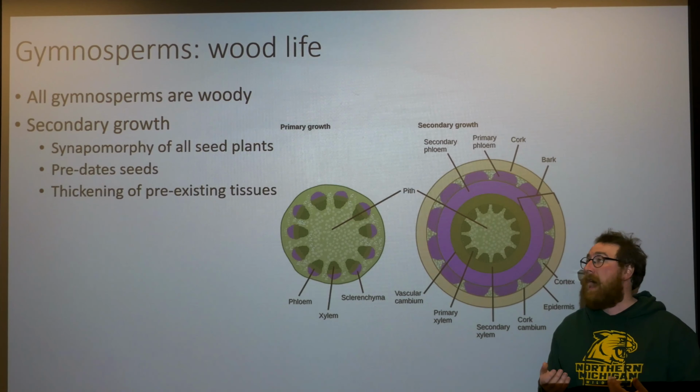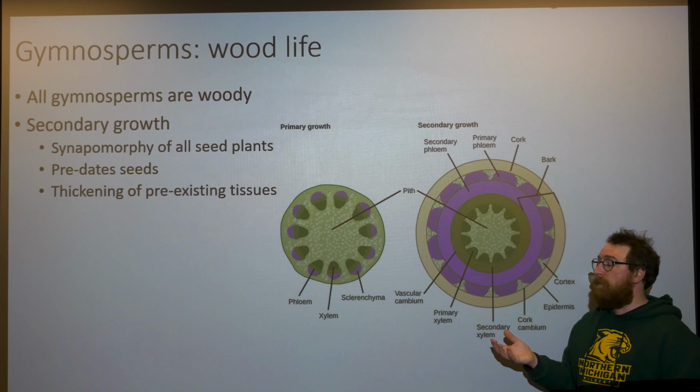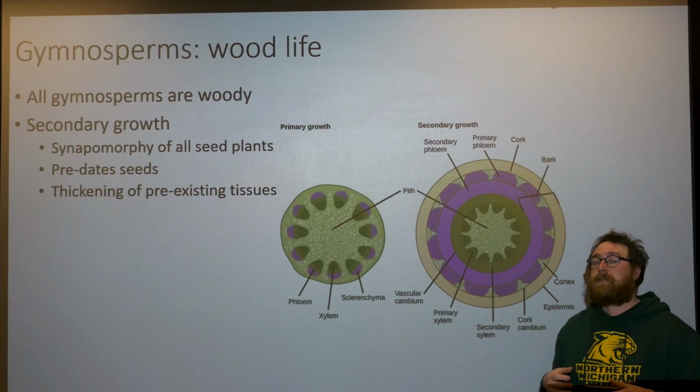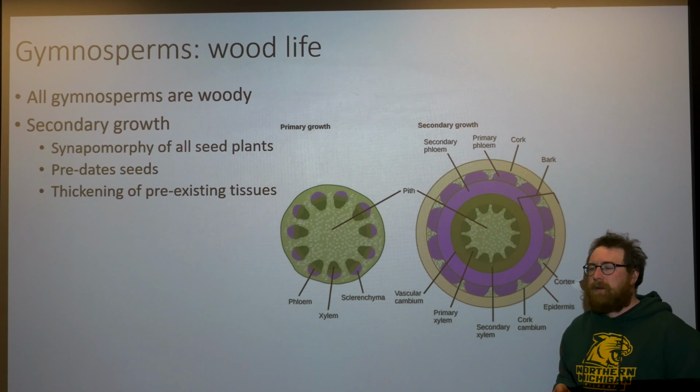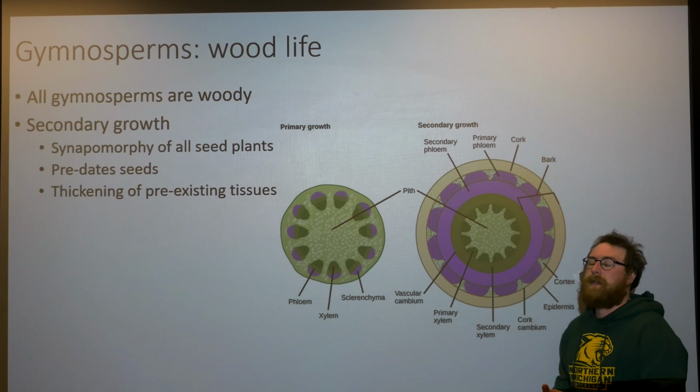And secondary growth is a synapomorphy of all the seed plants. So gymnosperms and angiosperms all have secondary growth. And so it's a trait that unites these two groups as a good monophyletic group. And the secondary growth likely predates the evolution of seeds. And so this is probably a requirement to start growing seeds, these big structures that are energy intense.